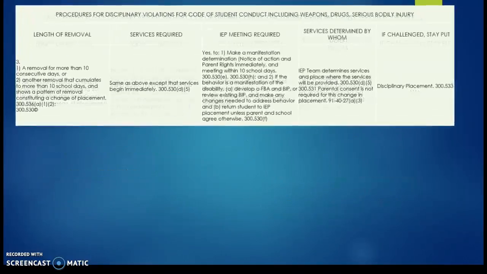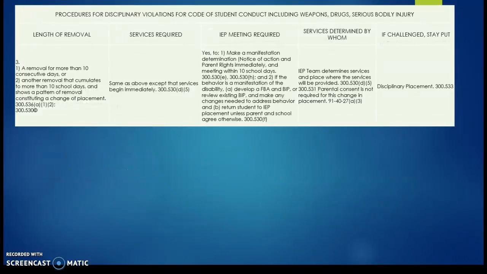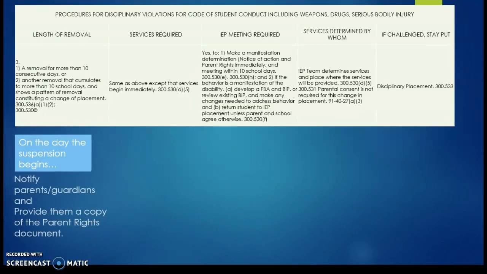Now when we look at the next row, this is a removal for more than 10 consecutive days, or another removal that accumulates in more than 10 school days for our special ed students. On the day of this removal, the parents have to be notified, and they must be given a copy of their parental rights. Within 10 school days, we must have an IEP meeting. Now, prior written notice still needs to be given to the parents, but only 24 hours ahead in this case.